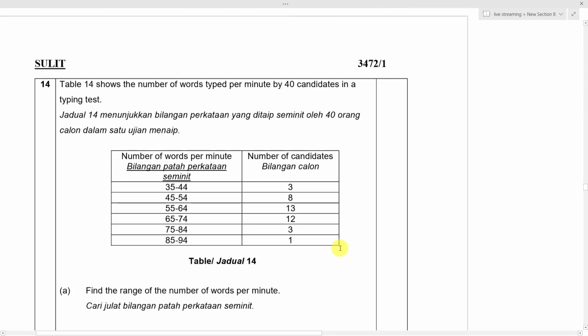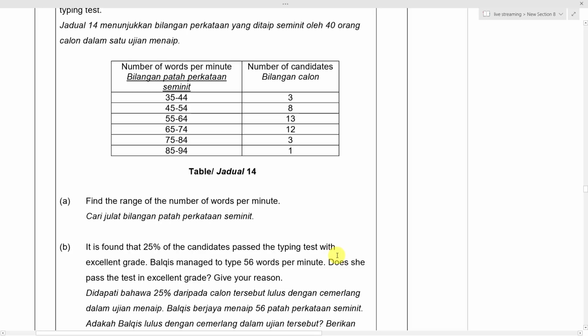Alright, so table 14 shows the number of words typed per minute by 40 candidates in the typing test. Find the range value of words per minute. In order to get a range in this kind of grouped data, basically we take the last midpoint, or mid interval, minus the first mid interval.